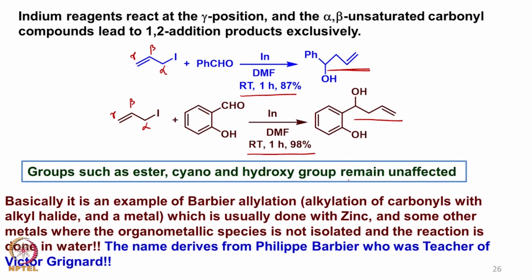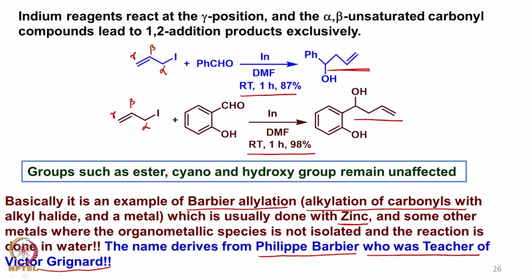It is actually an example of what is called Barbier allylation, or alkylation of carbonyl groups with alkyl halide and a metal. It is usually done with zinc, but some other metals also can be used in such a reaction, and the name derives from Philippe Barbier, who was a teacher of Victor Grignard, who introduced the Grignard reaction.